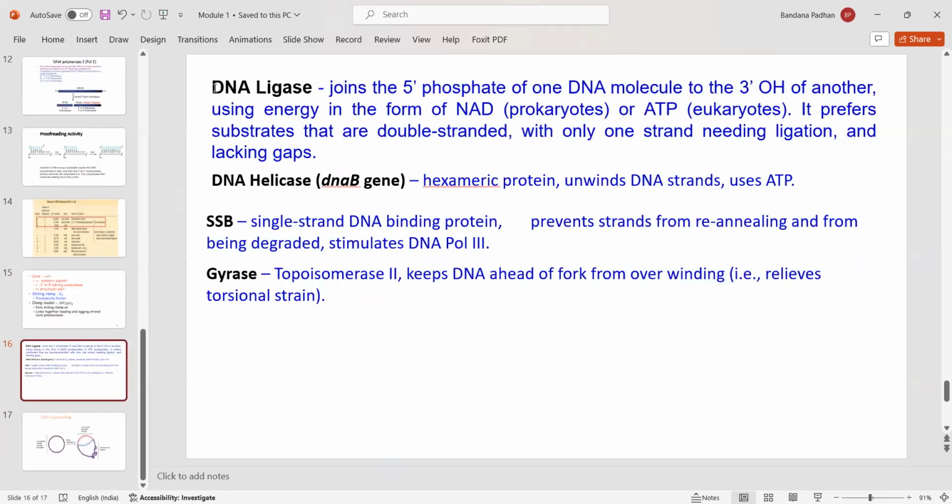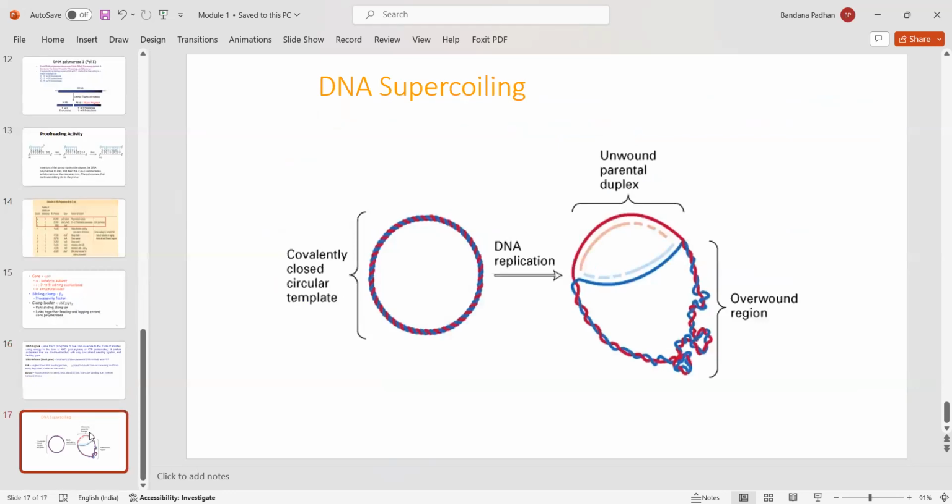As we have already discussed, the main function of DNA ligase is to join the Okazaki fragments. Helicase, the DnaB protein, is a hexameric protein and it unwinds the DNA. Single-stranded DNA binding protein prevents the strands from re-annealing and from being degraded. Gyrase, topoisomerase 2, relaxes the supercoiling of DNA.